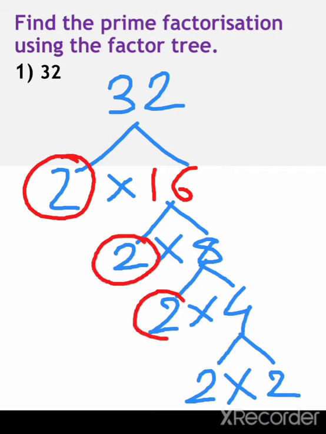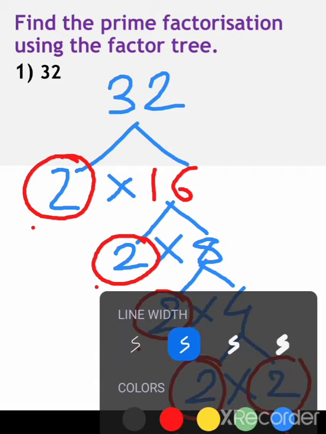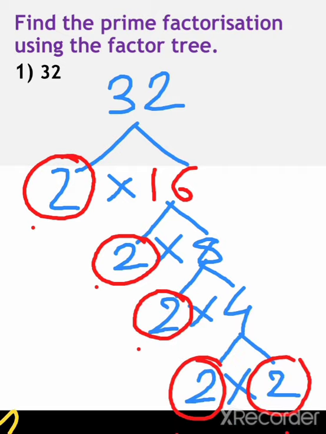So I'm circling the prime numbers. How many numbers have I got here? I have got 5 times 2. See here, 1 2 3 4 5. So after doing the whole process, you have to write the factors of the given number. How will you write? You have to write 32 is equal to 2 into 2 into 2 into 2 into 2. So now this is known as the prime factorization.